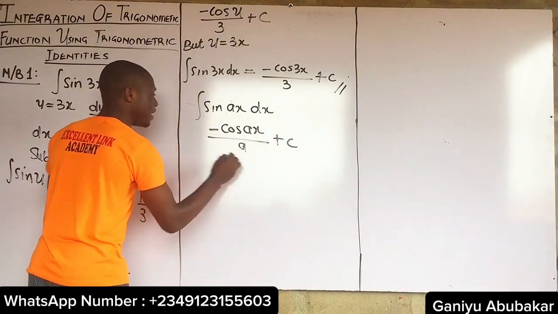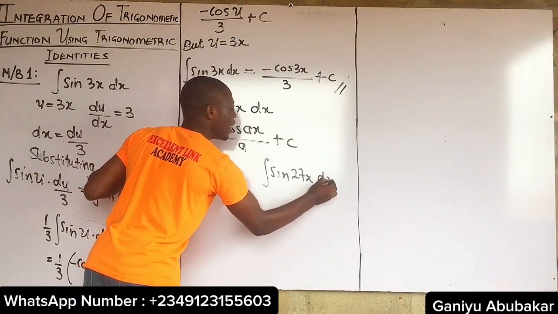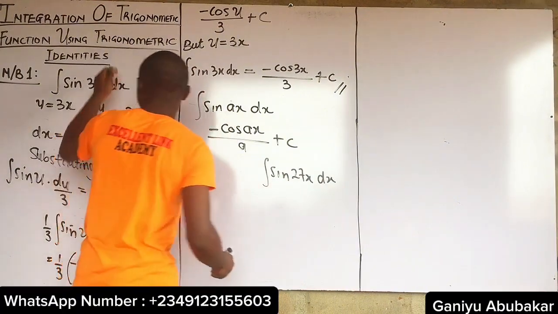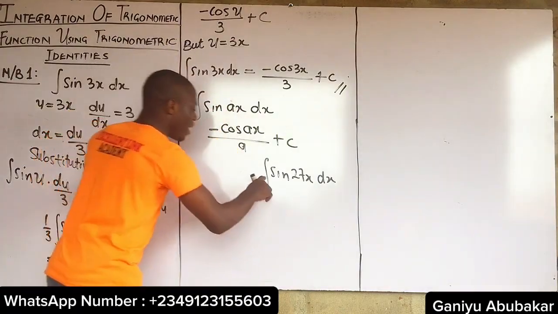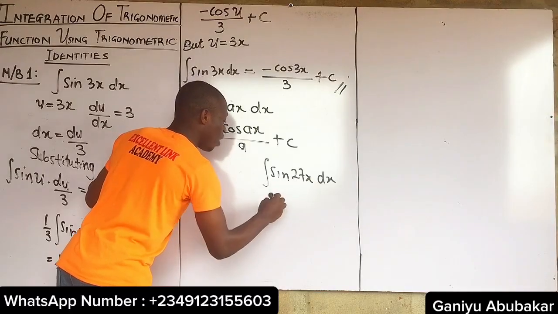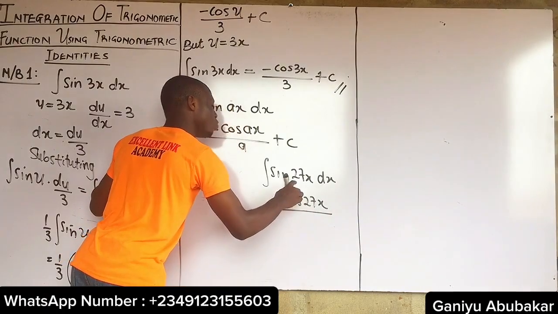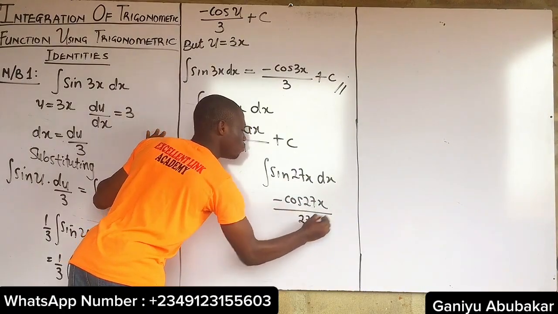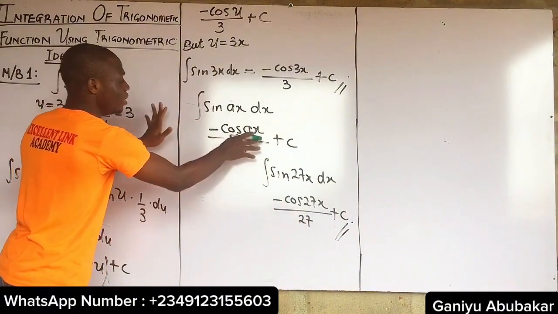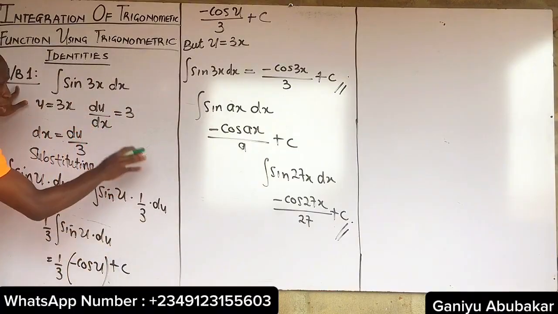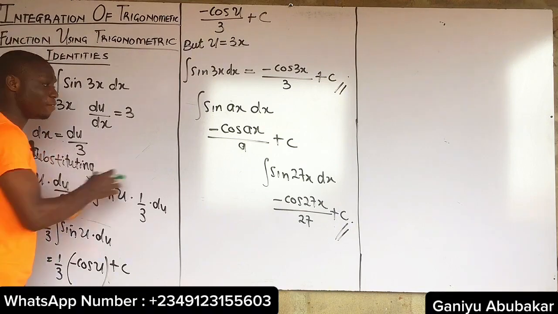So let's see, if I have the integral of sine 27x dx, I'm going to integrate this. No need of going through this process. This is lengthy. The idea is quite simple. If I integrate sine 27x, I'll have minus cos 27x all over, differentiate 27x, I'll have 27, plus c. This becomes my answer. So this is like the first note you need to note when it comes to integration of trigonometric functions using trigonometric identities. This is the first task here.